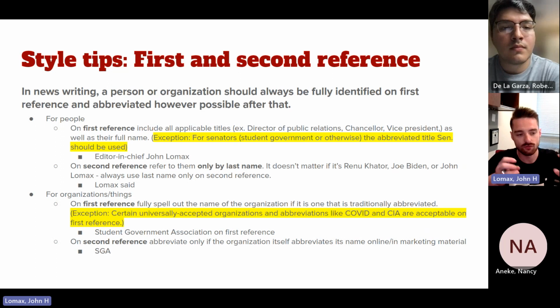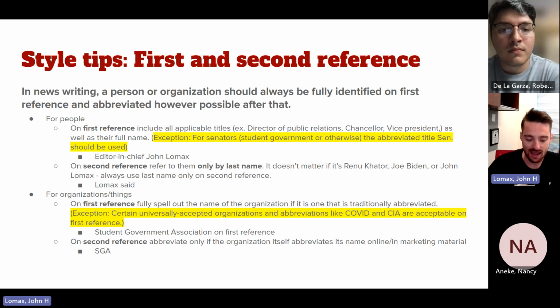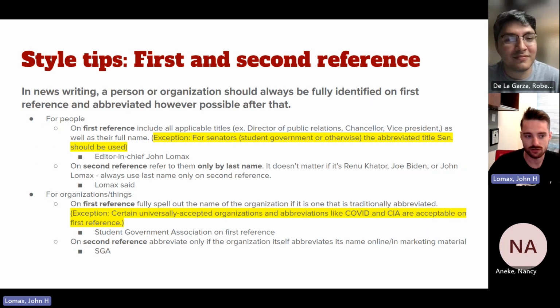Because if you put a title before somebody's name, it needs to be capitalized, and you don't want to be capitalizing these huge titles. So if I was the sub director for print management, instead of saying editor in chief John Lomax, I'd say John Lomax, comma, sub director for print management.